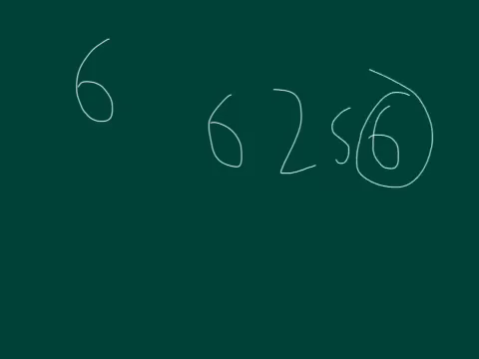So, if the last digit of the number is divisible by 2, then it is divisible by 2. And if you use the divisibility rule for 3, which is add the digits together, and if they are divisible by 3, then it is divisible by 6.